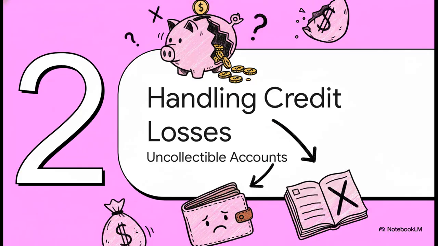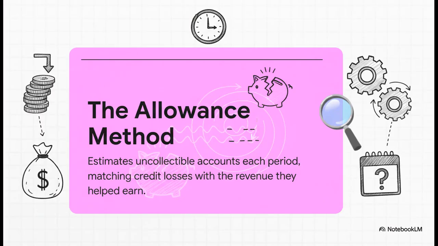All right, now for the real world. When you extend credit, there's an unfortunate truth. Some customers just aren't going to pay you back. It's a reality of doing business. So the big question is, how do we account for that? How do we reflect that reality on our books? Well, the proper way to do it is with something called the allowance method.